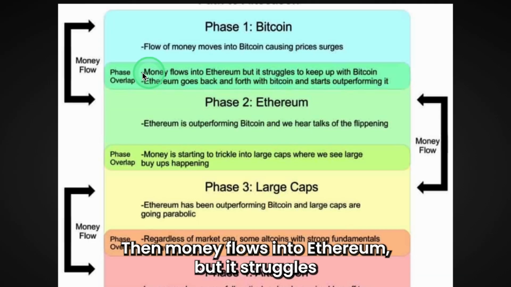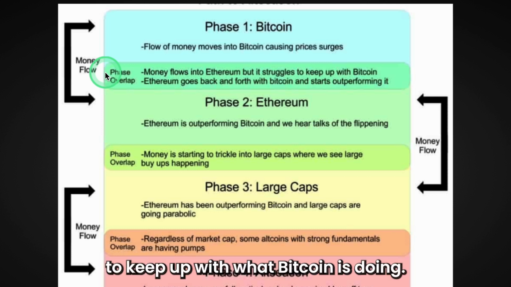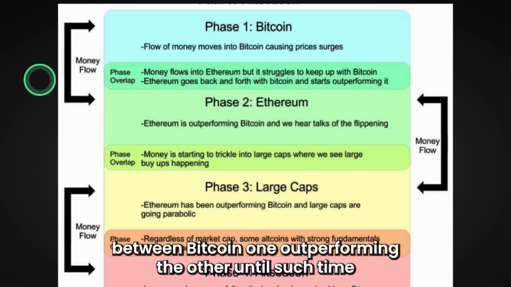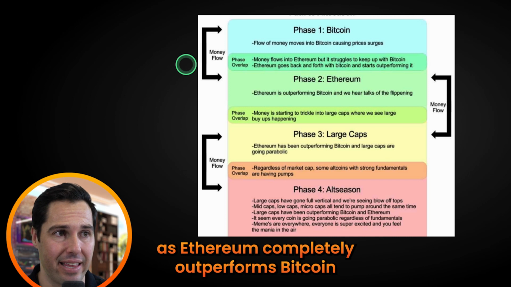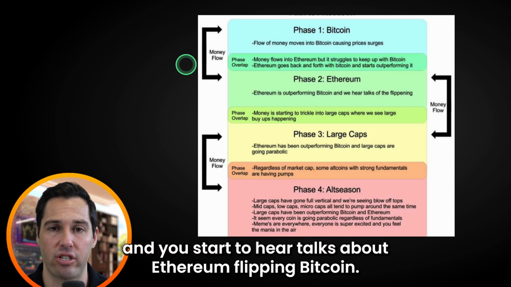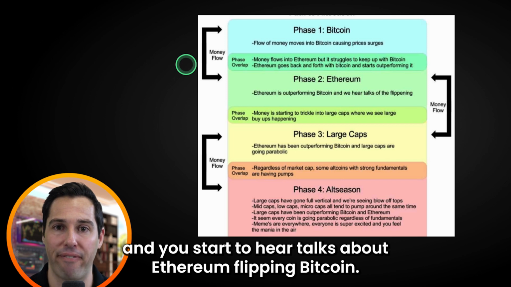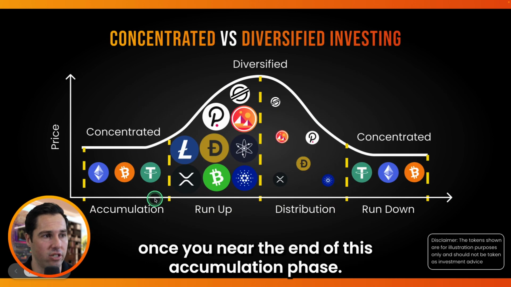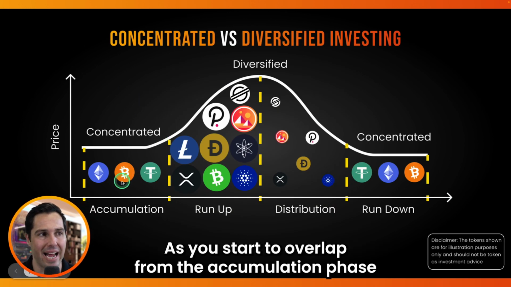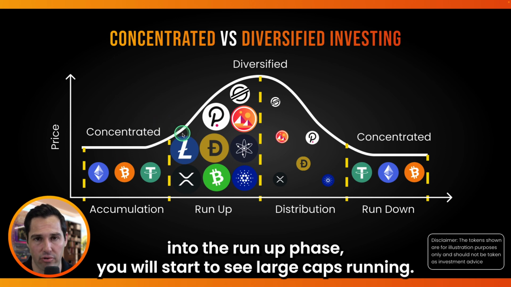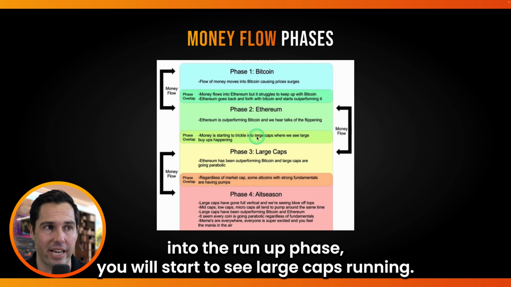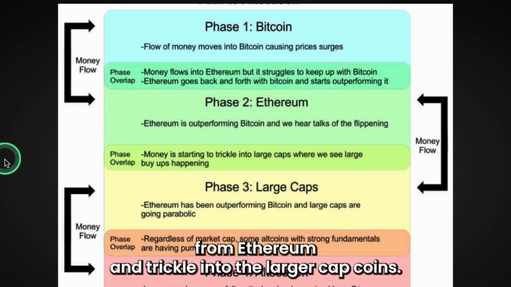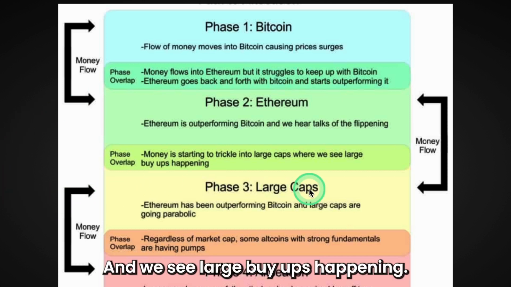Then money flows into Ethereum, but it struggles to keep up with what Bitcoin's doing. You get an overlap over there, and Ethereum goes back and forth between Bitcoin, one outperforming the other until such time as Ethereum completely outperforms Bitcoin, and you start to hear talks about Ethereum flipping Bitcoin. This is common within the cycle, and this will usually take place once you're near the end of this accumulation phase. As you start to overlap from the accumulation phase into the run-up phase, you will start to see large caps running. This overlap phase is where money starts to flow from Ethereum and trickle into the larger cap coins, and we see large buy-ups happening.